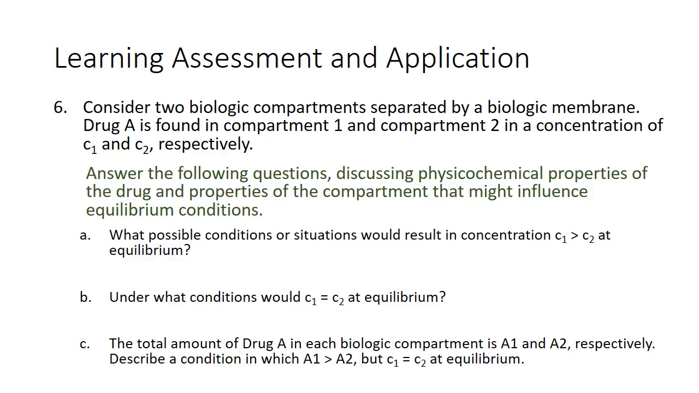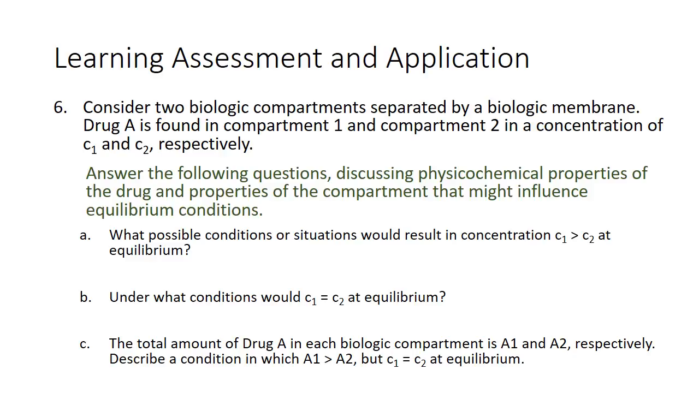So thirdly, the total amount of drug A in each biologic compartment, we're going to call that A1 and A2, and that means the total mass, not the concentration, but grams or milligrams of drug in compartment 1 is A1 and compartment 2 is A2 respectively. So describe a condition in which A1 is greater than A2, but C1 is equal to C2 at equilibrium. And it's not as bad as you might think. That means the total mass of drug in compartment 1 is higher than in compartment 2, but the concentrations are the same.